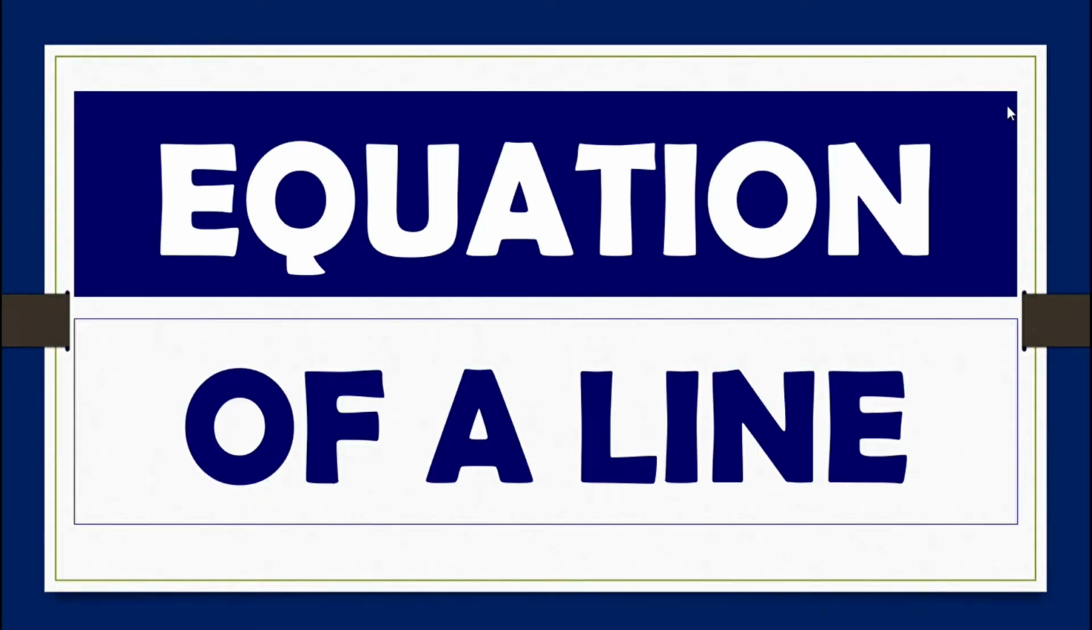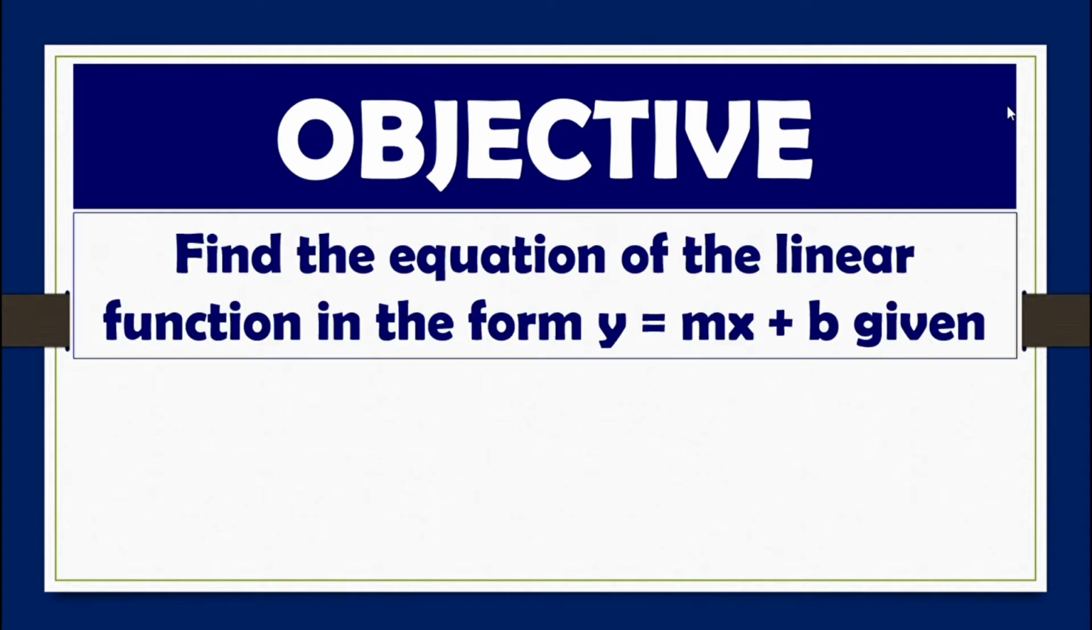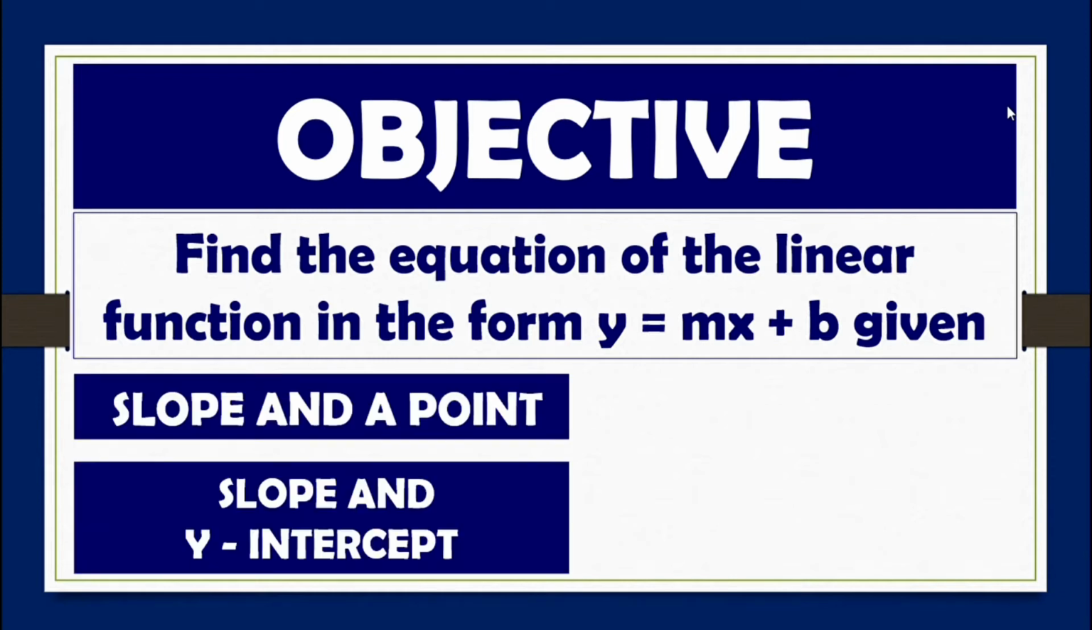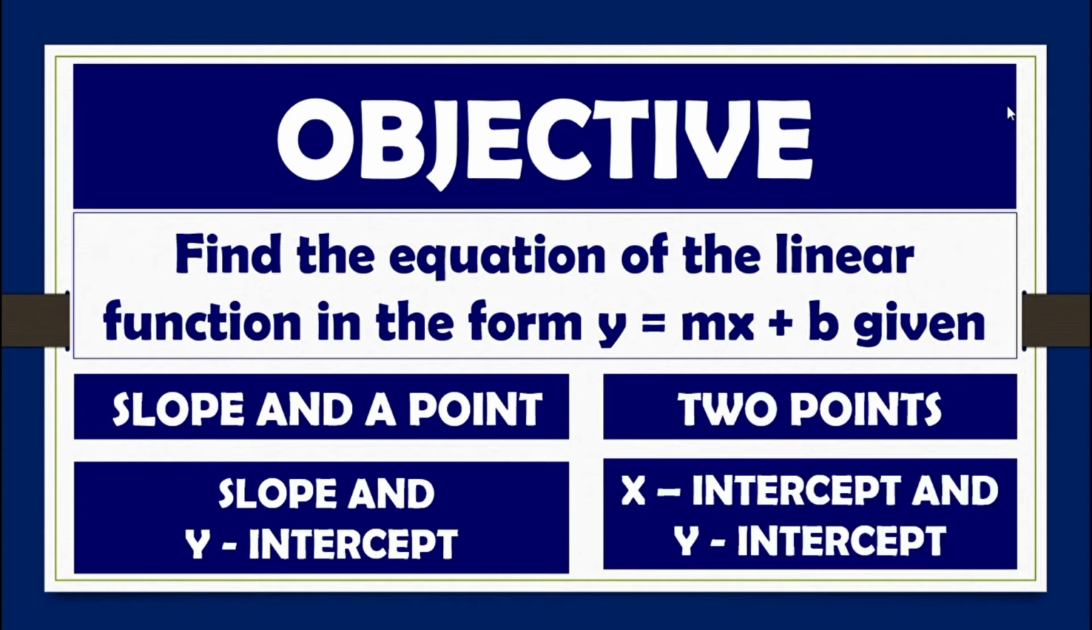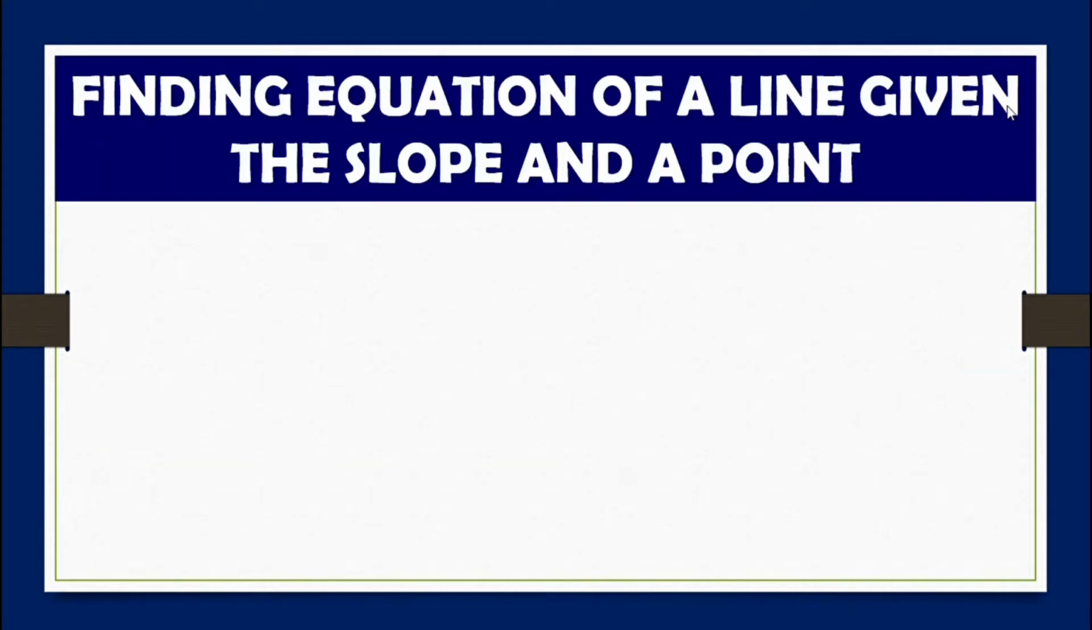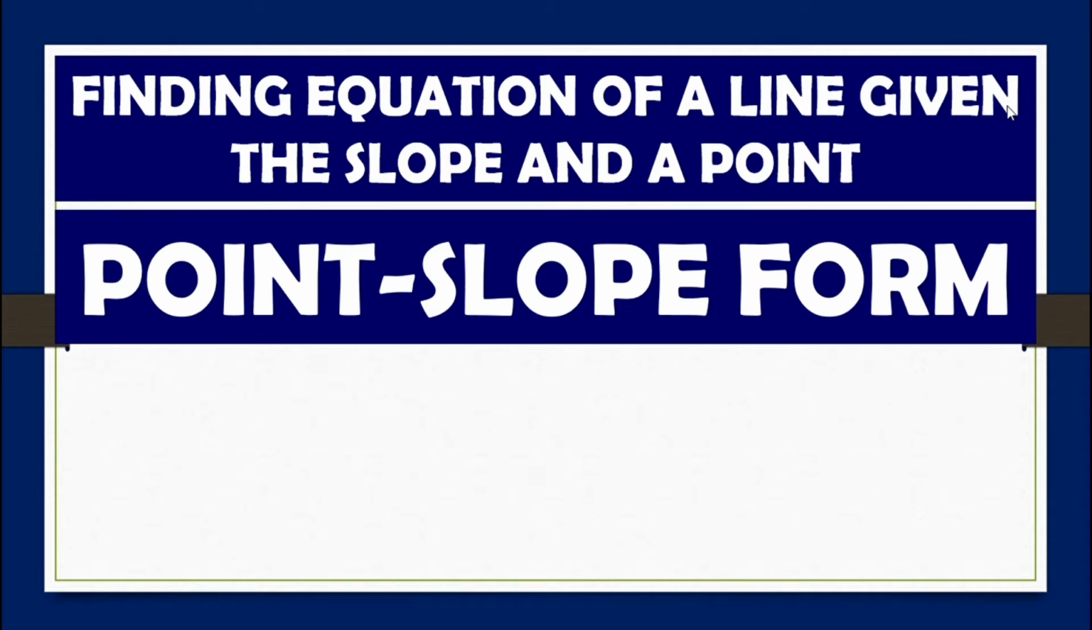Of course, we will be guided with this objective, and that is to find the equation of the linear function in the form y is equal to mx plus b, given slope and a point, slope and y-intercept, 2 points, and x-intercept and y-intercept. To start with, let us find the equation of a line given the slope and any point, also known as the point-slope form.